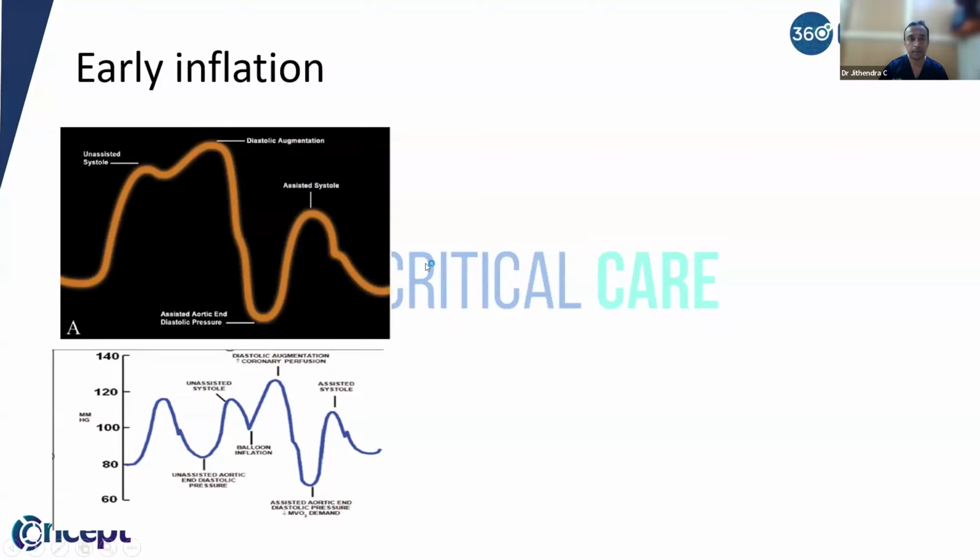Okay. So what next comes, how do you say it is early inflation? What are the parameters which are happening? So mainly they're asking you about what is happening to diastolic augmentation, and they're asking you what is happening to the aortic end diastolic pressure. So that is what they'll be asking. And because of this, what is happening? So what are the hemodynamic effects? So these are the two things. First, they'll ask you to identify the timing abnormality. Next, they'll ask you what are the hemodynamic effects of it.